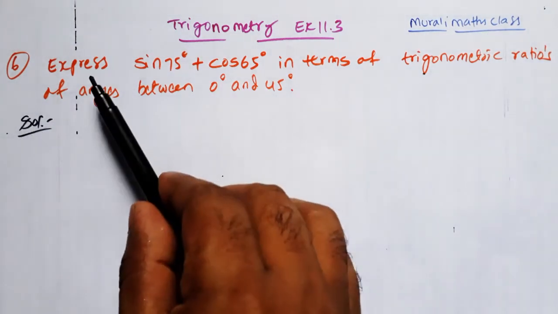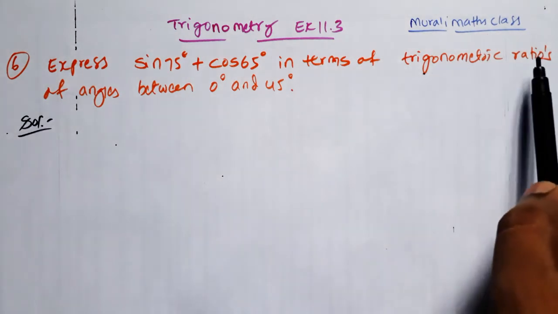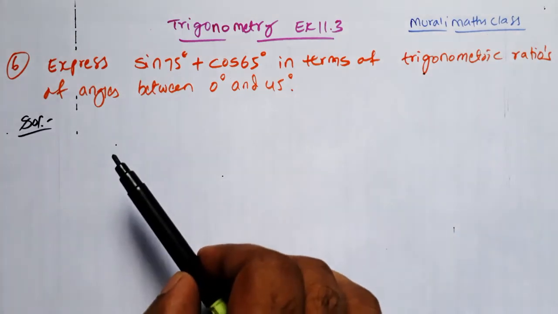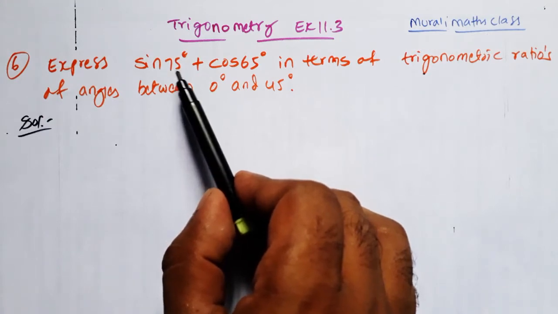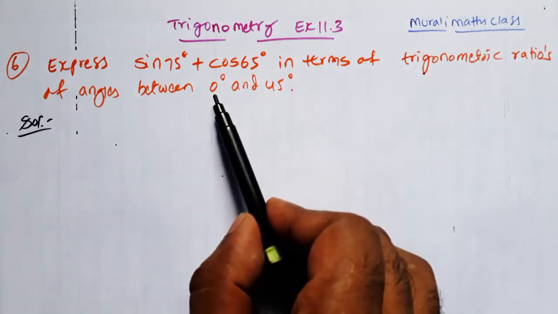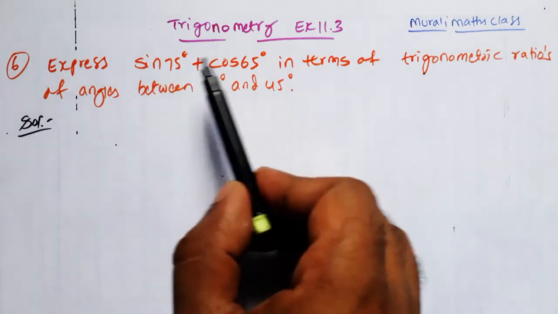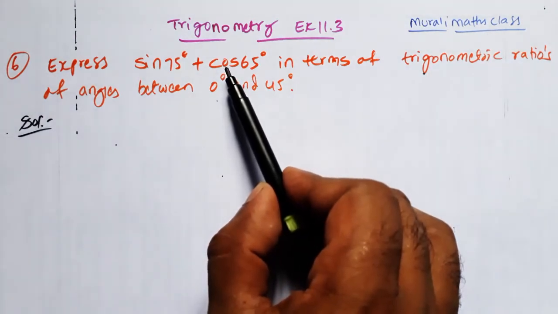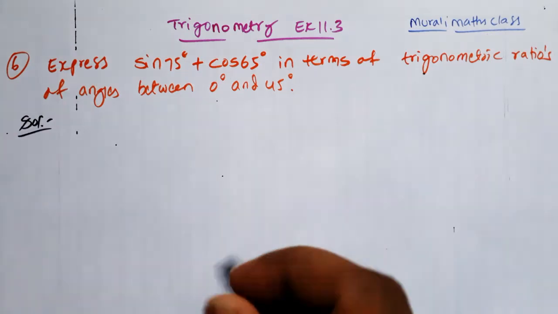What they give? Express sine 75 degrees plus cos 65 degrees in terms of trigonometric ratios of angles between 0 degrees to 45 degrees. That means here we have 75 degrees, no? That should be in between 0 to 45 degrees. This also same. 65 degrees should be in between 0 degrees to 45 degrees. But here in the sine place we can get any trigonometric ratio. Any trigonometric ratio will be there, okay? In cos place also. Cos also should be anything. Any one ratio you can get, no problem. Okay, we will see now.